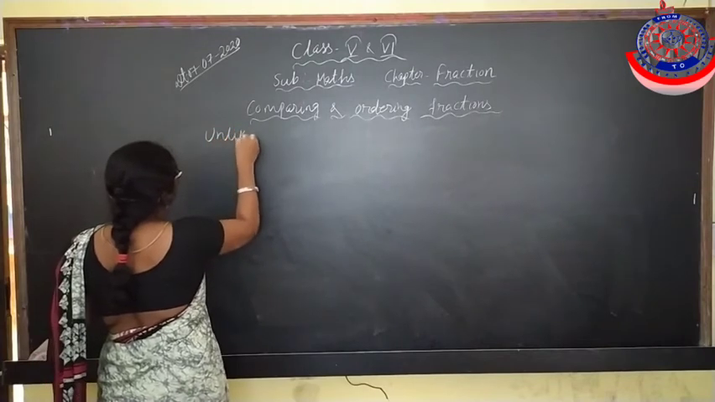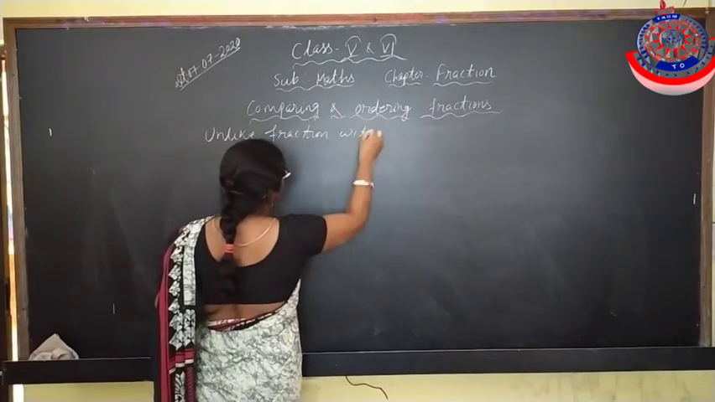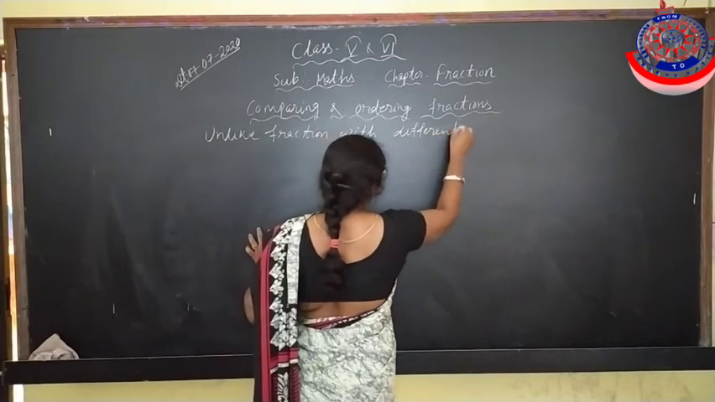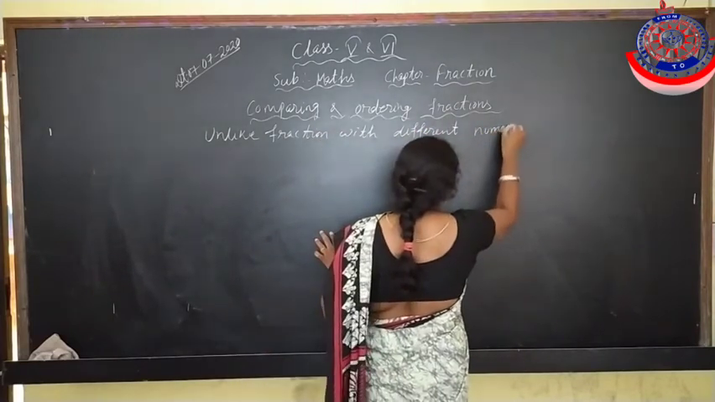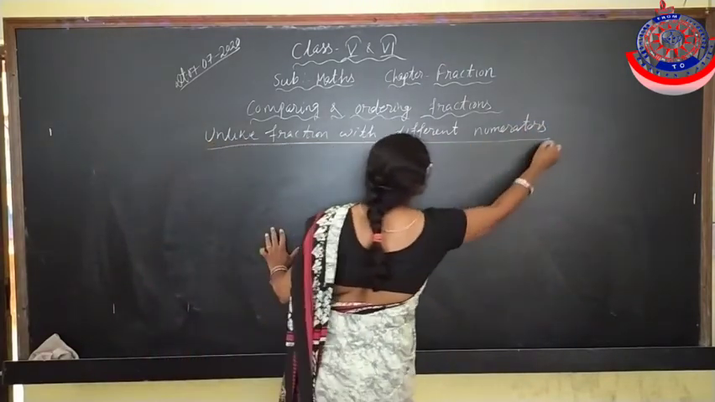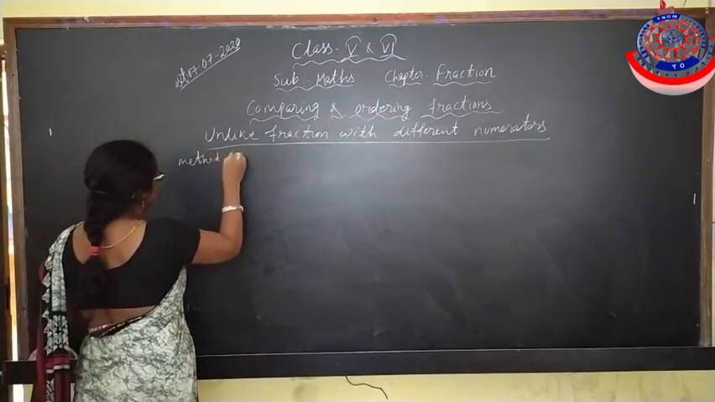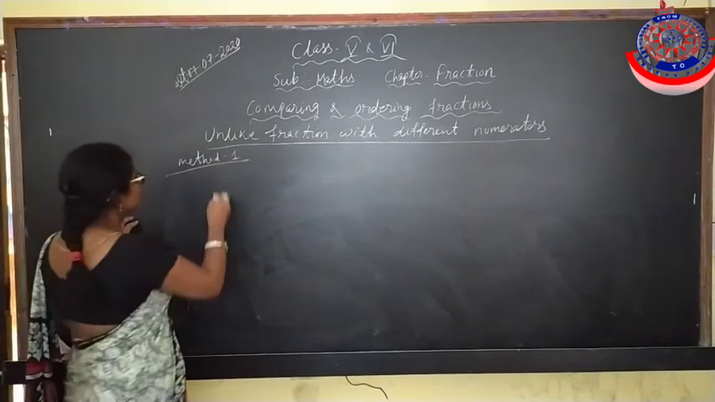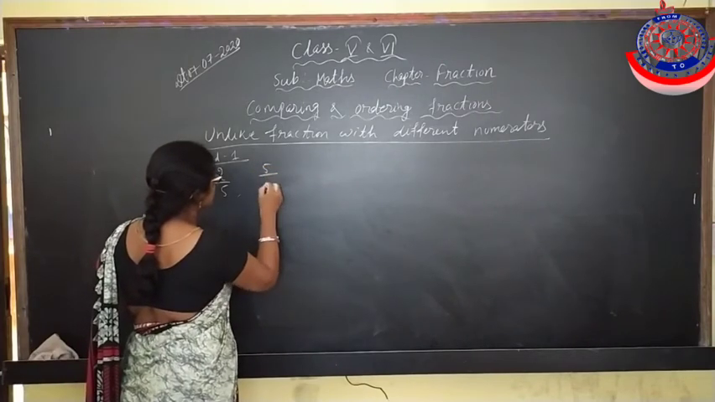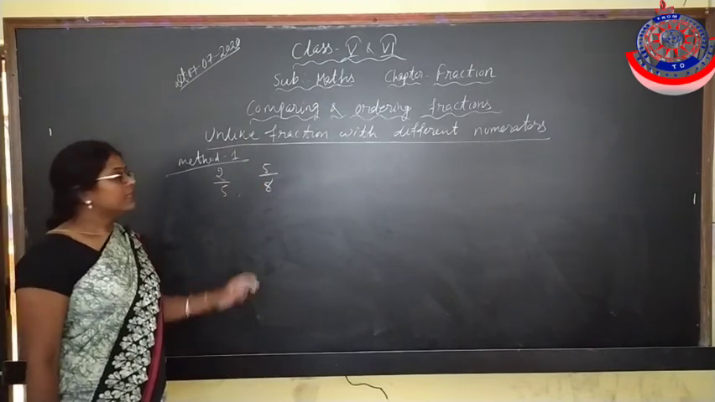Unlike fractions with different numerators. It has two methods. First is method 1. Suppose two fractions are there, 2 by 5 and 5 by 8. The first method is very easy.